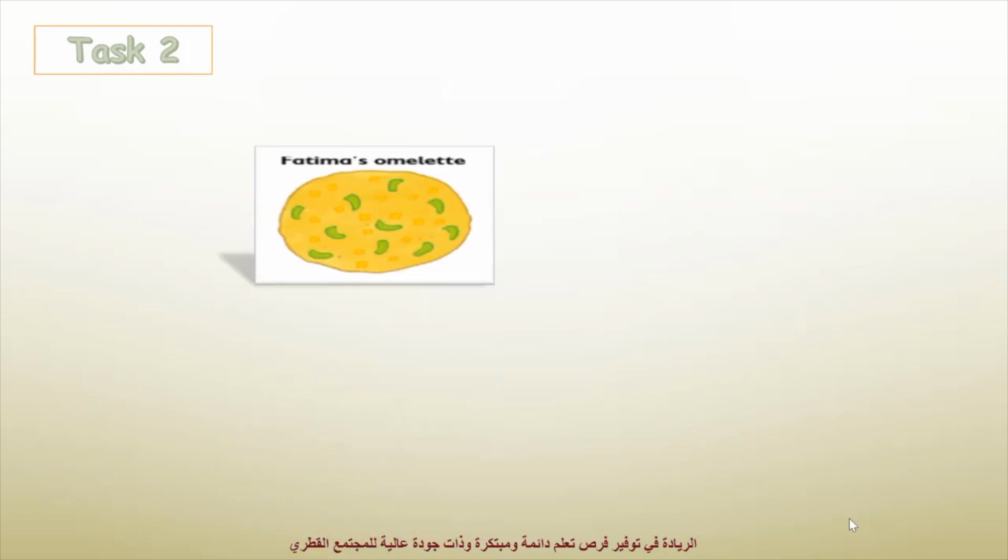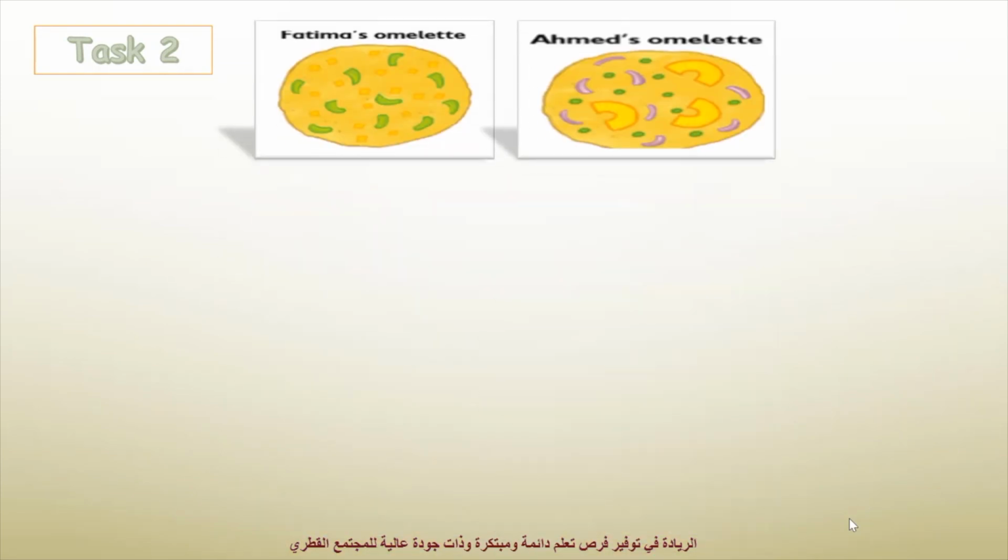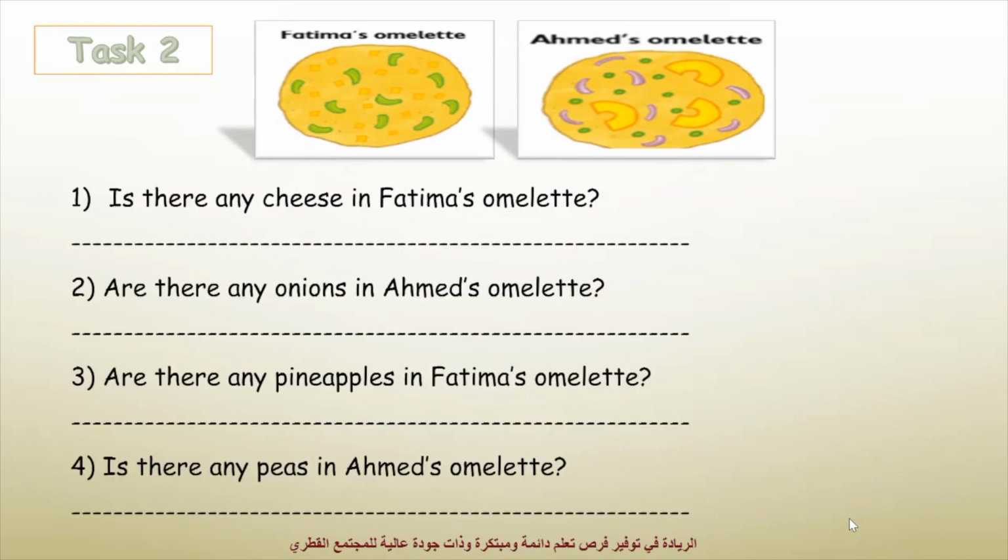Let's move to task number 2. Here I have two types of omelette, Fatma's omelette and Ahmed's omelette. Here I have different questions. I want you to help me to answer in the short form. Number 1. Is there any cheese in Fatma's omelette?